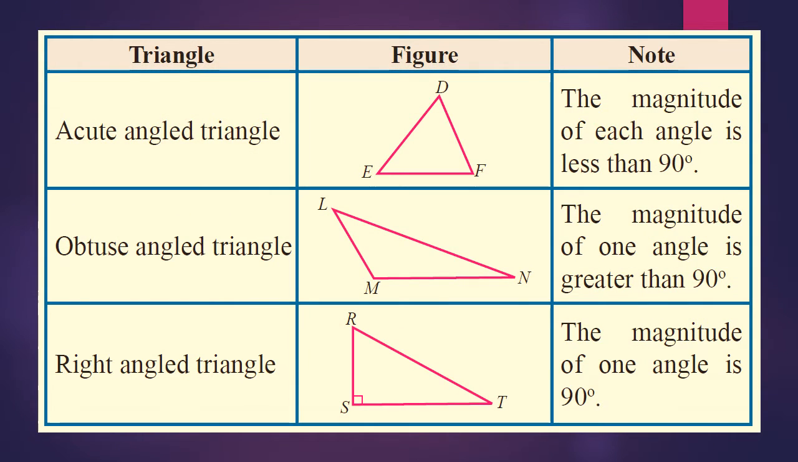Now refer to the table. Acute angle triangle, the magnitude of each angle is less than 90 degrees. That means all are acute angles. Obtuse angle triangle, the magnitude of one angle is greater than 90 degrees. Right angle triangle, the magnitude of one angle is 90 degrees.